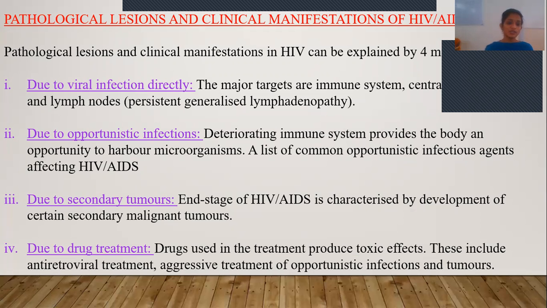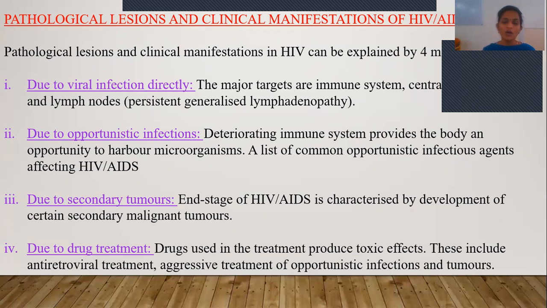And then due to secondary tumors: the end stage of HIV or AIDS is characterized by development of certain secondary malignant tumors. And then due to drug treatment. The drugs used in the treatment of HIV also produce some toxic effects. These include antiretroviral treatment; HIV is also called RVD, that is retroviral disease. The antivirals that we are giving may cause some toxic effects. And for opportunistic infections, we will be giving aggressive treatment with antibiotics.